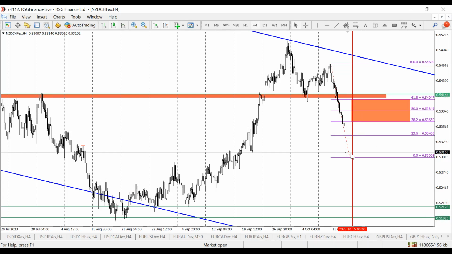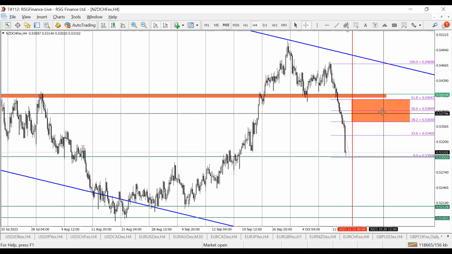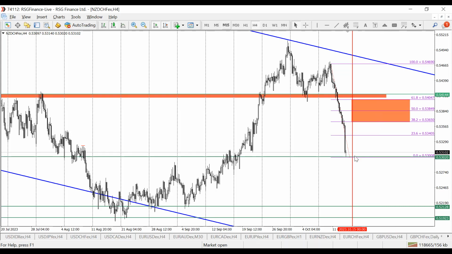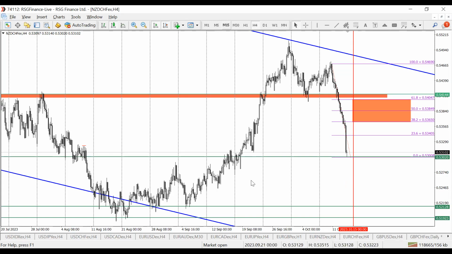But if we're able to make this correction into the 38, 50, or 61, then you can take your interim take profit here, the 0.5302 level. That is really nice. That will give us about 82 pips on average in profit. But once the week begins and we start seeing that sell-off, then you can expect it to go all the way to the 0.5212 level. All right, so this is my outlook for NZD Swiss franc.